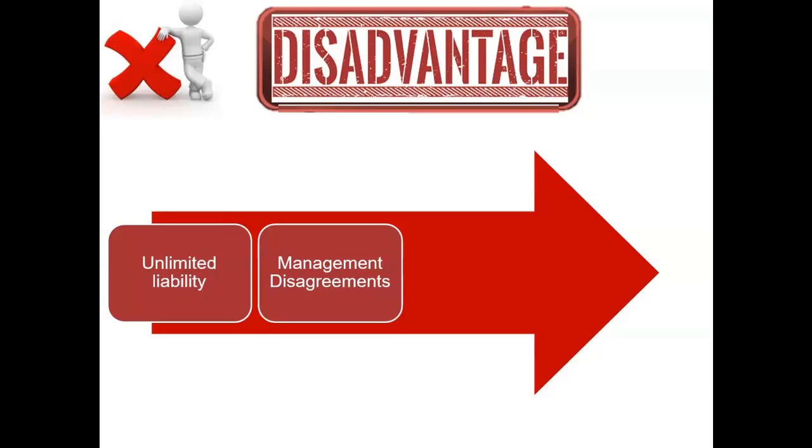Now, when partners disagree about decisions, policies, or ethics, distrust can build up to the point where it's impossible to operate the business successfully. Our third disadvantage is that of the lack of continuity. A partnership is terminated if any one of the general partners dies, withdraws, or is declared legally incompetent.